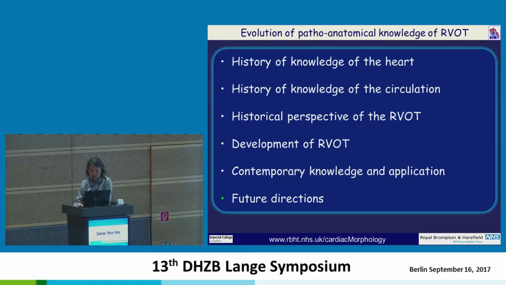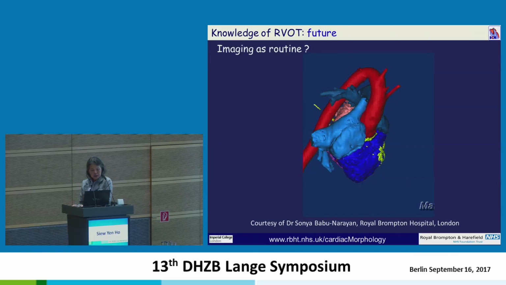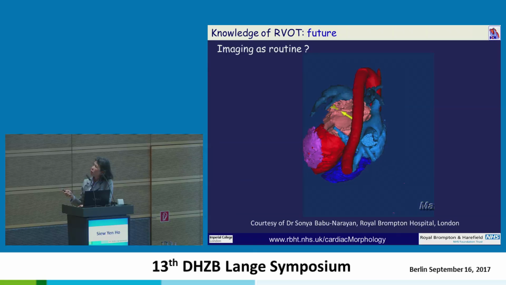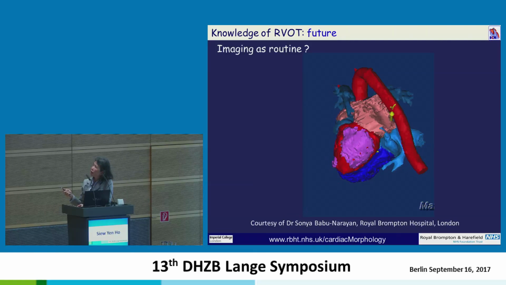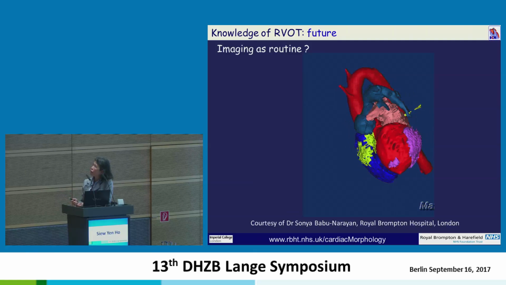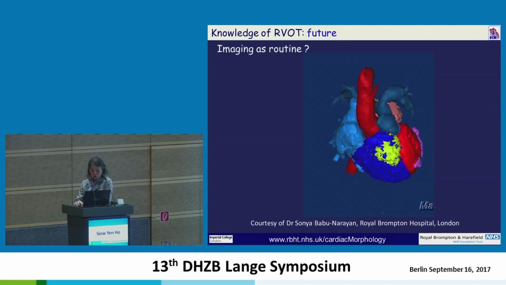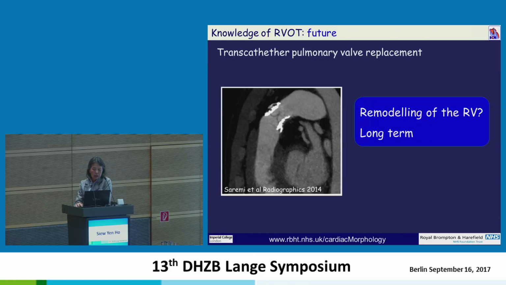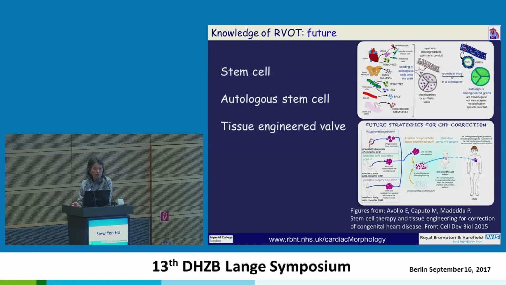So what about the future, coming to the end? Can this sort of imaging become routine? In this case, post-Fallot repair, but the patient also had a coronary event affecting the left circumflex artery, so we are mapping out the fibrotic regions also in the left ventricle. Transcatheter pulmonary valve replacement, since the first case, I think, was 17 or 18 years ago now. Is there remodeling of the right ventricle after that, and what's the long term? And of course, developments of regeneration of the ventricular myocytes, for example, or stem cells, to help us repair the heart, and tissue-engineered valves, of course, coming along.